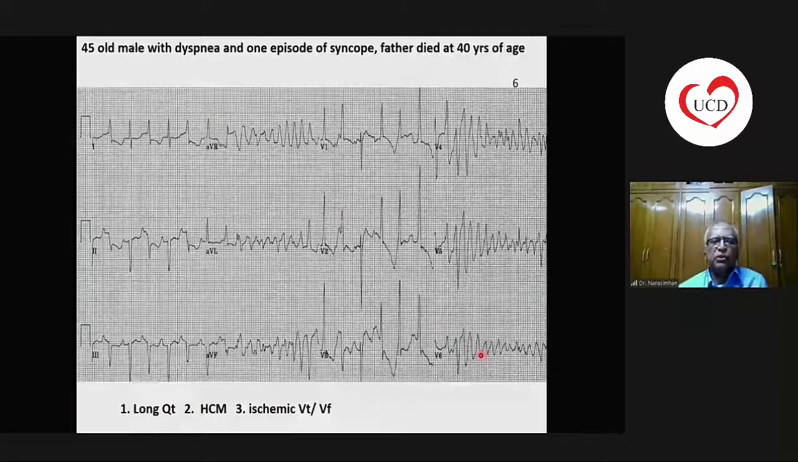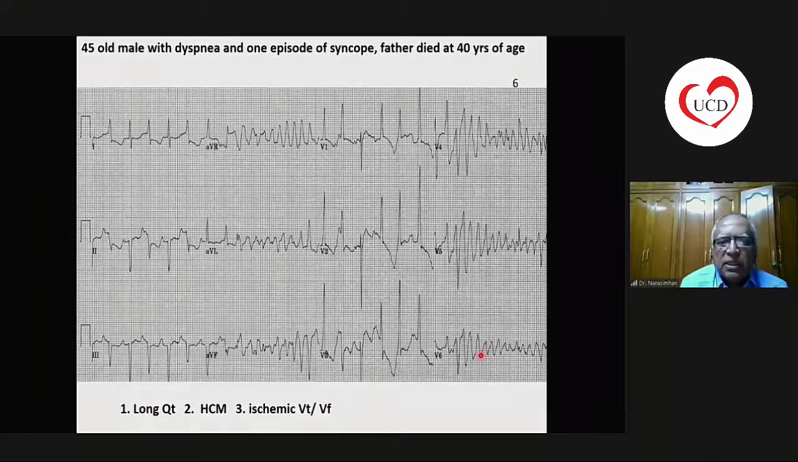This is a 45-year-old person with dyspnea, one episode of syncope, and family history of sudden cardiac death. Father died suddenly, and this is the ECG. Long QT, HCM, ischemic VT-VF?